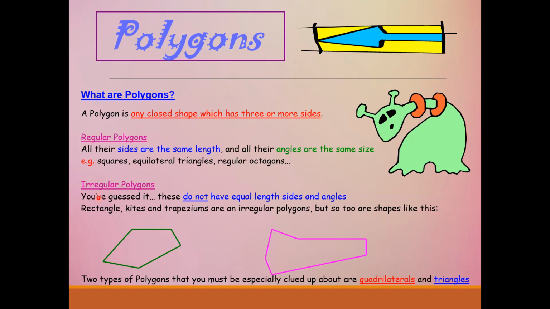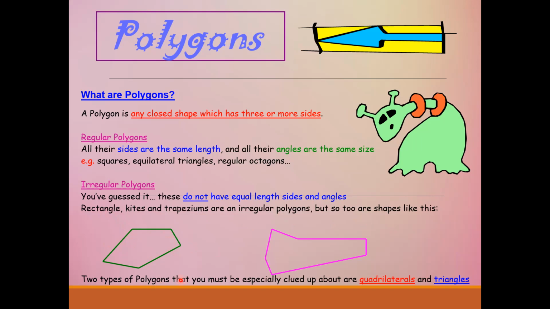Now, if we have regular, then we also have irregular. So what does it mean? They don't have equal length sides and angles. What are the examples? Rectangles, kites, and trapeziums are irregular polygons. So too are shapes like this. If you can see these shapes, notice that they don't have equal length sides. So these are irregular polygons.